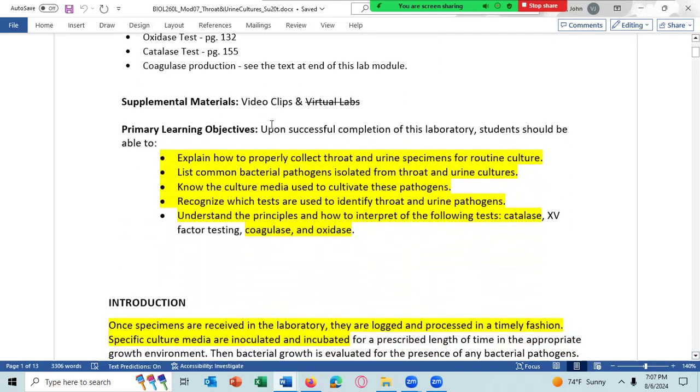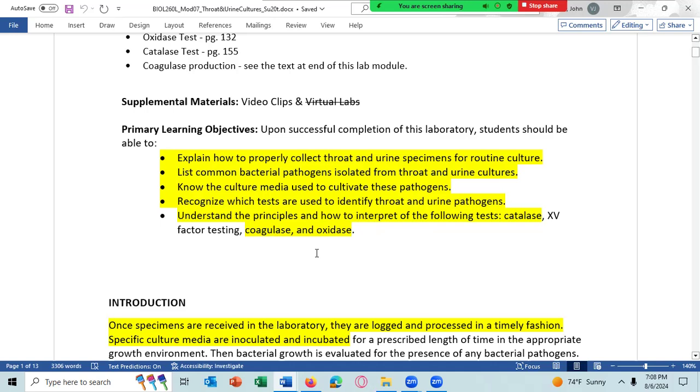The learning objectives in this lab will be: one, be able to explain how to properly collect throat and urine specimens for routine laboratory culture. Two, list some common bacterial pathogens isolated from throat and urine cultures. Three, know the culture media used to cultivate these pathogens. Four, recognize which tests are used to identify throat and urine pathogens. And five, and lastly, understand the principles and how to interpret the following tests: the catalase test, the coagulase test, and the oxidase test.